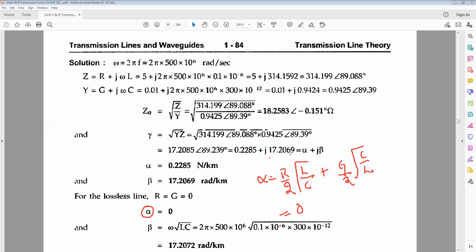Okay, the 17.2 is the same. For a lossless line alpha is equal to 0, but actually the value is 0.22. You can substitute all the given values, R, L, C and G, to get the alpha value directly. Then we'll get the same value, 0.2385, and the beta 17.2072. Approximately, both are the same.